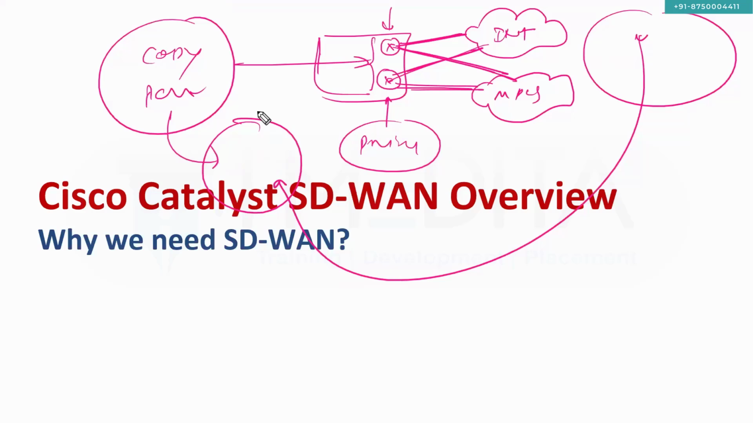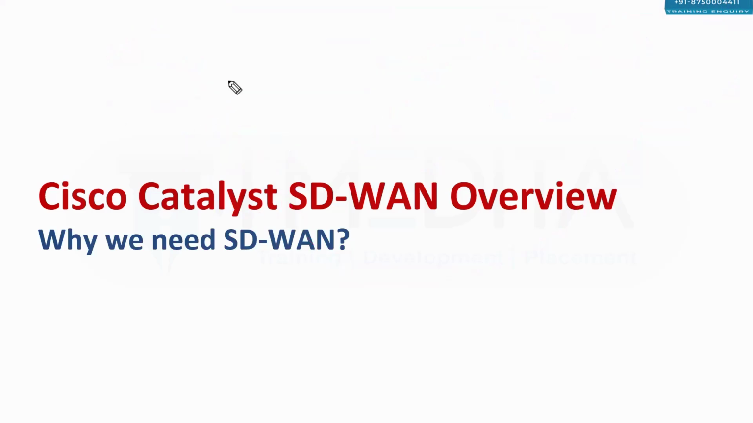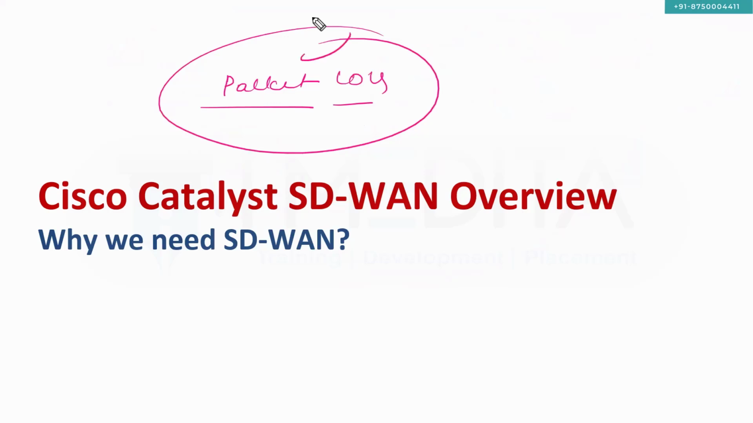Let's not even talk about the troubleshooting. Let's say, for example, a few branch devices are experiencing packet loss, and for the rest of the branches, everything is working as expected.